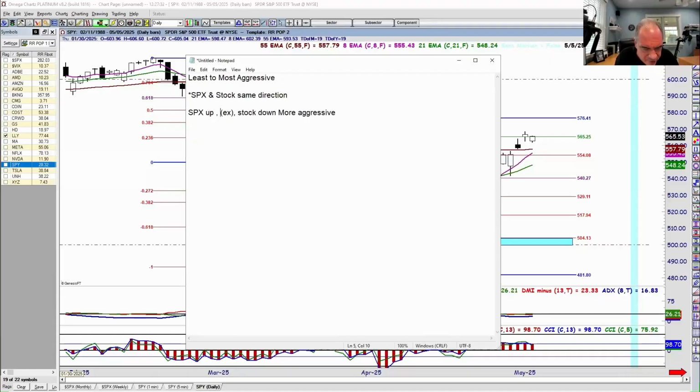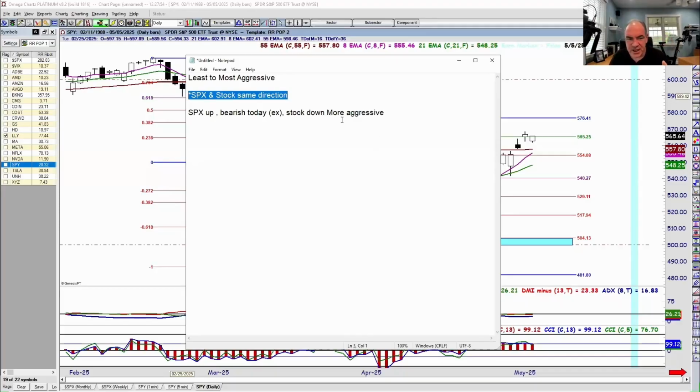It's up, bearish today. Maybe that'll do it. So the S&P 500 is moving up. The general direction is bullish. And today it's moving bearish, so today it's pulled back. And the stock is down. That's more aggressive than having everything in the same direction as the S&P.